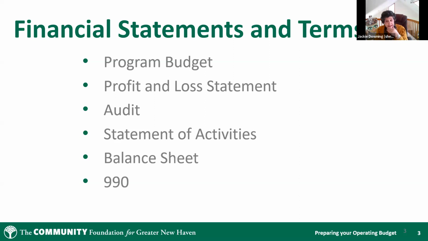And then the 990. Everyone must file a 990. If you have less than 50,000 in income in your organization, you have to file the 990N, which is a postcard. If you have gross receipts less than 200,000, you can do a 990 EZ, but if you're over 200,000, you must do the full-fledged 990. So everyone has a 990.